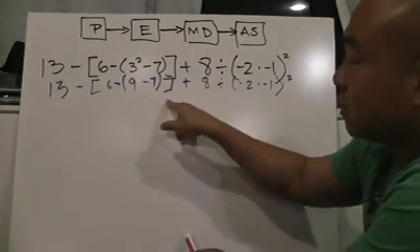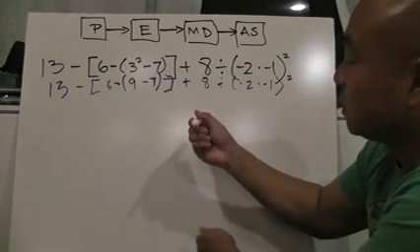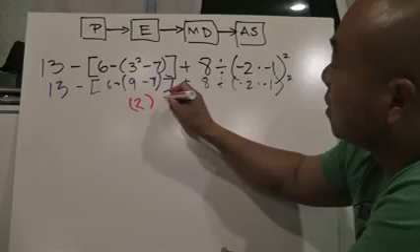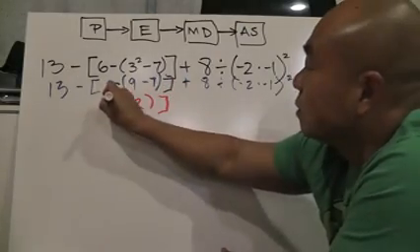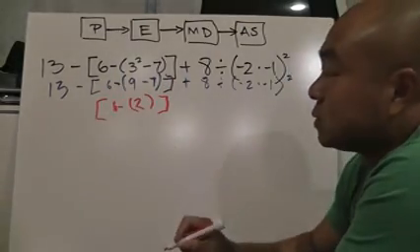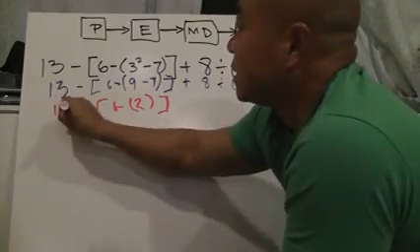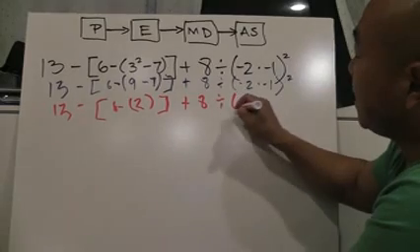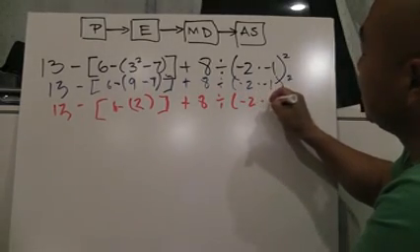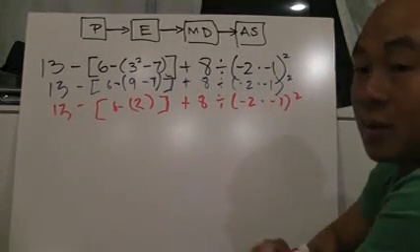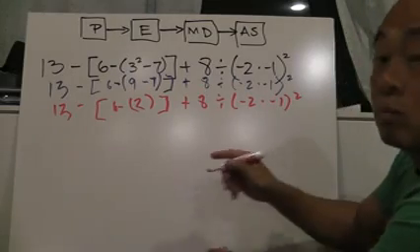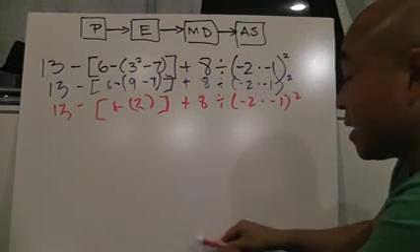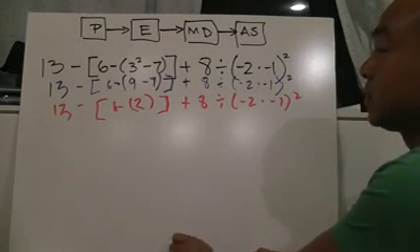Within our brackets, 9 minus 7 is going to give us 2. Within brackets, 6 minus 2, bring down everything else: 13 plus 8 divided by negative 2 times negative 1 to the second power. I know, lots of steps, but as long as we're following this, we're always going to get the right answer every single time. So with the next color.